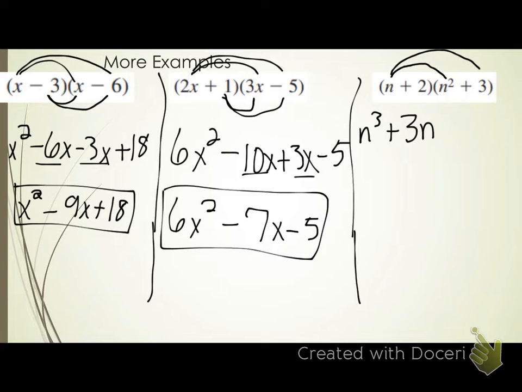What are my inner terms? 2N squared. 2 and N squared. What's 2 times N squared? 2N squared. My last terms: 2 and 3. 2 times 3 is 6. Wait, you're not adding. We're multiplying these, right? Distributive property, we multiply, right?